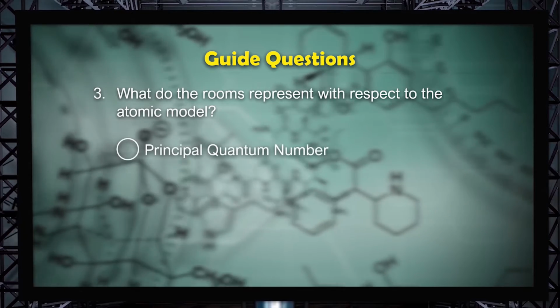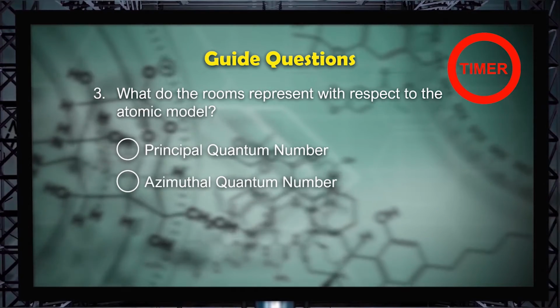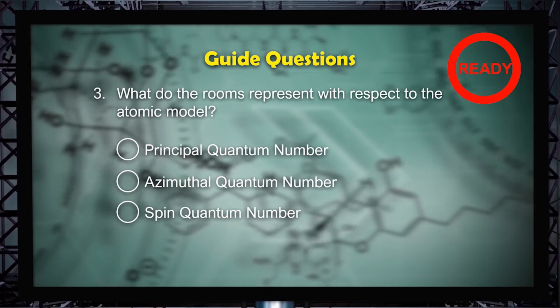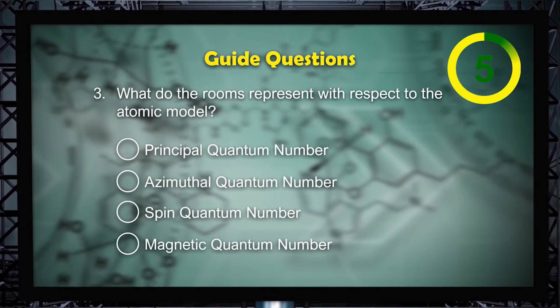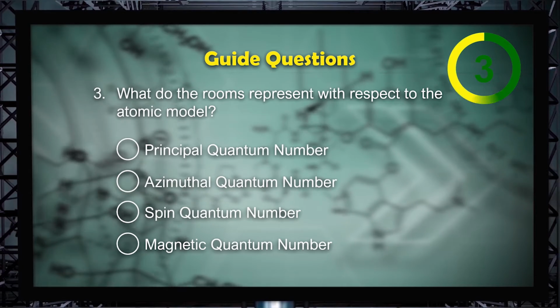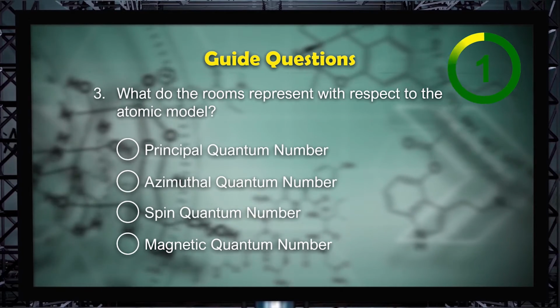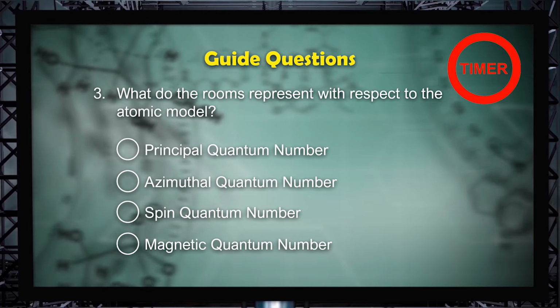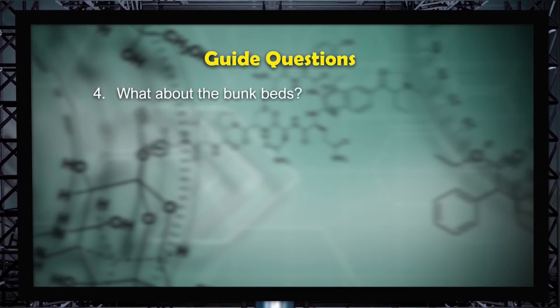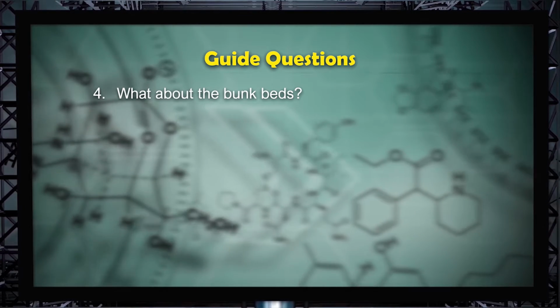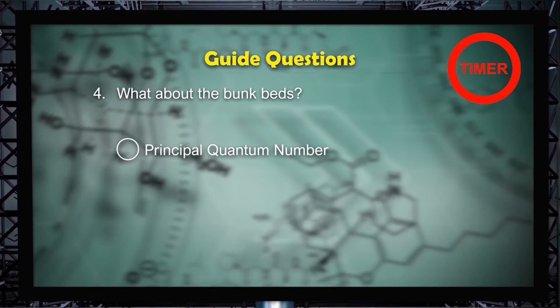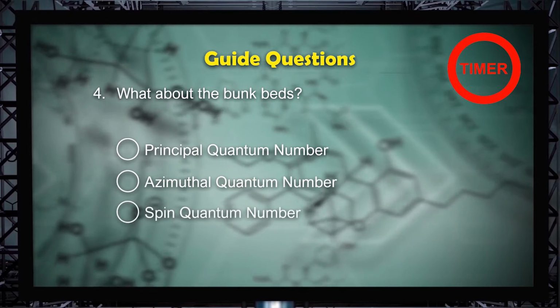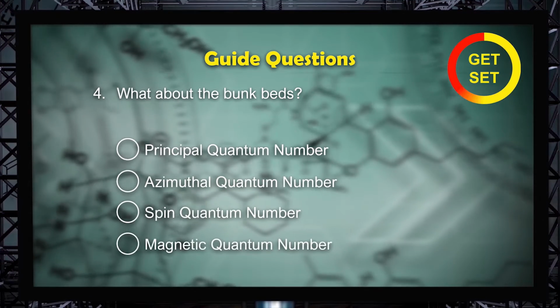Number 3. What do the rooms represent with respect to the atomic model? Principal quantum number, azimuthal quantum number, spin quantum number, magnetic quantum number. Number 4. What about the bunk beds? Principal quantum number, azimuthal quantum number, spin quantum number, and magnetic quantum number.